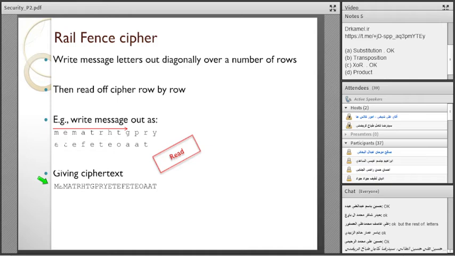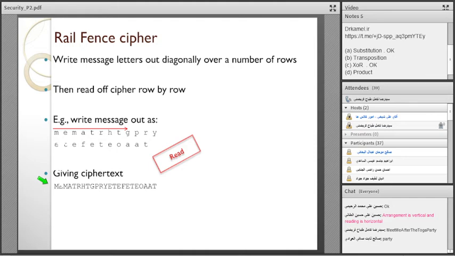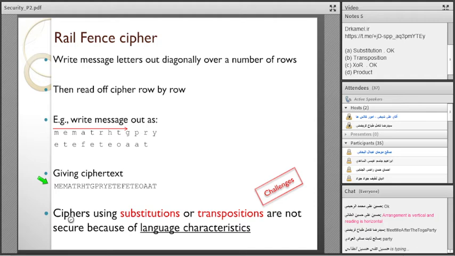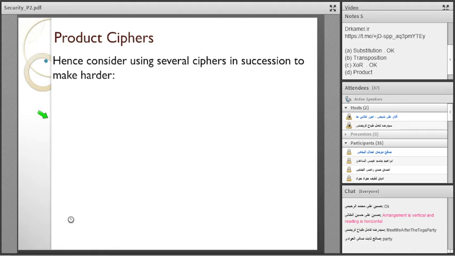All letters are there. The original text is meet me after the toga party. Okay, this is the text.